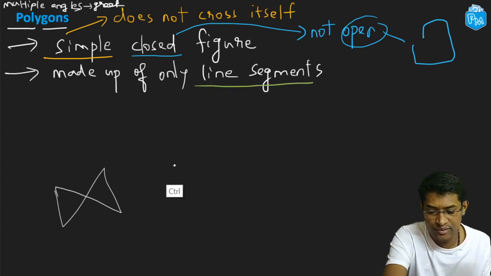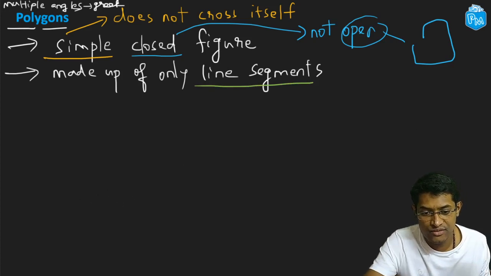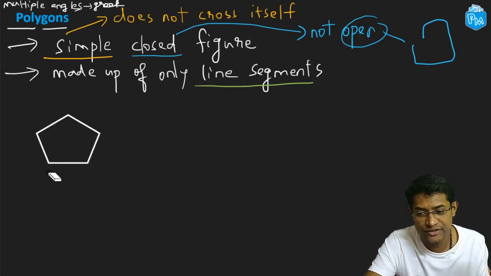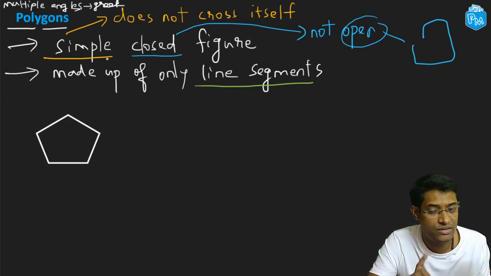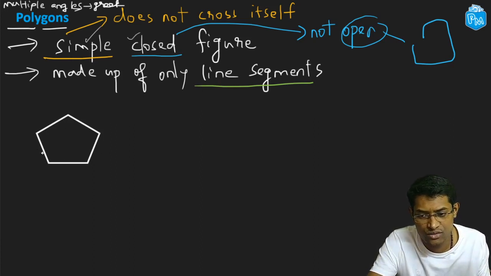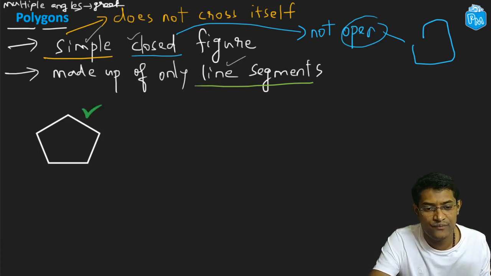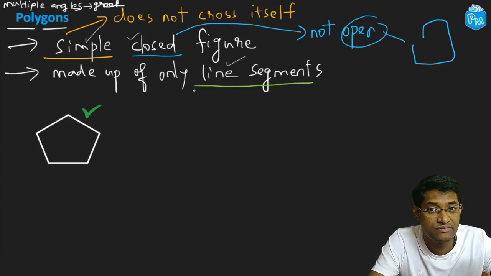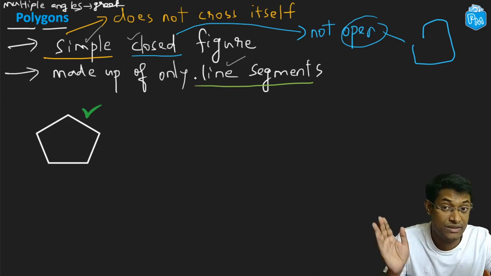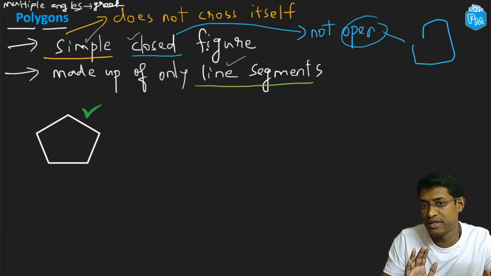Let's take an example. Say you have this figure over here. You can see that this figure is simple. It does not cross itself, right? So this part is satisfied. It's closed. It's not open, it's closed, and it is only made up of line segments. Therefore, yes, this is a polygon. Now, using this definition, let's try to analyze certain figures and identify whether yes, they are a polygon or no, they are not a polygon.